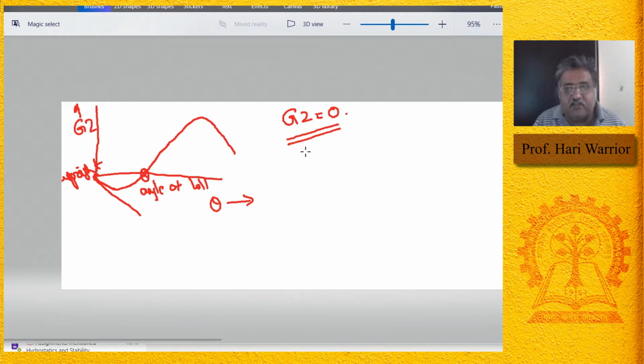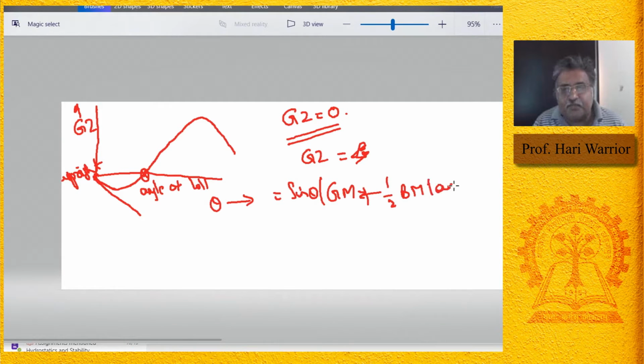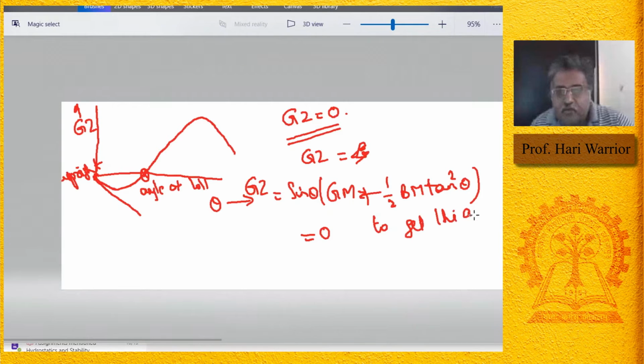Now we have a wall-sided formula. GZ is equal to sine theta into GM plus half BM tan square theta. We have a formula like this for GZ. Now let us put this to be 0 to get the angle of loll.